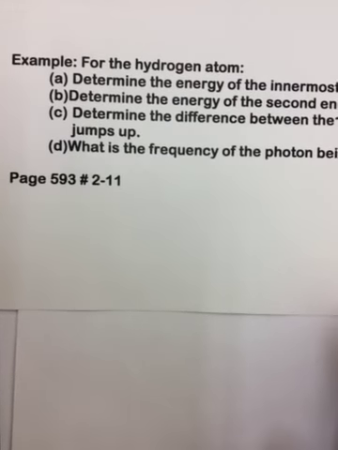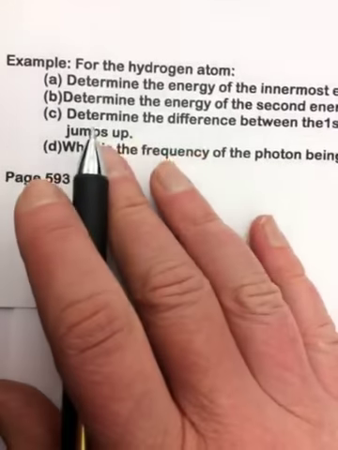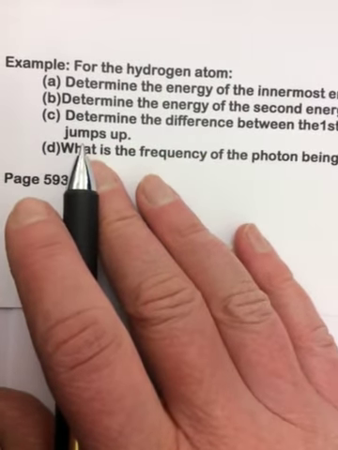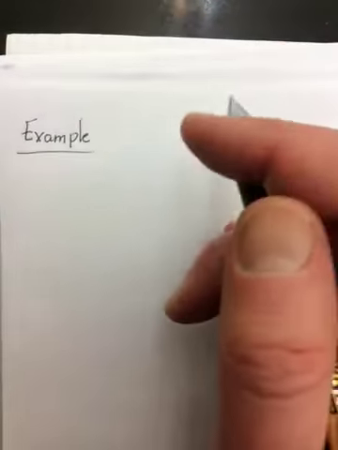All right, so we came up with three equations from Bohr's model of the atom. And so I'd like to do an example with you before I give you some homework questions. Okay, so it's going to be this example. Part one says, for the hydrogen atom, determine the energy of the innermost level.